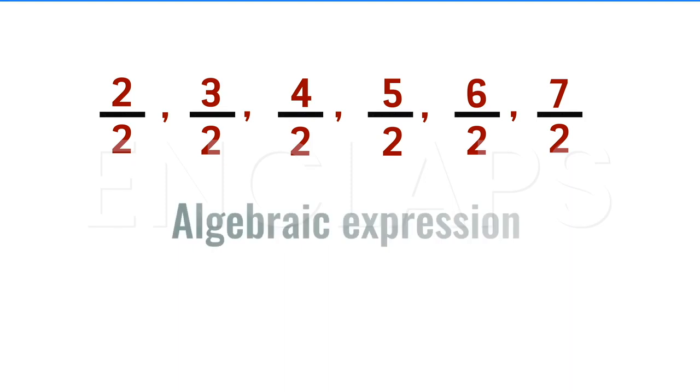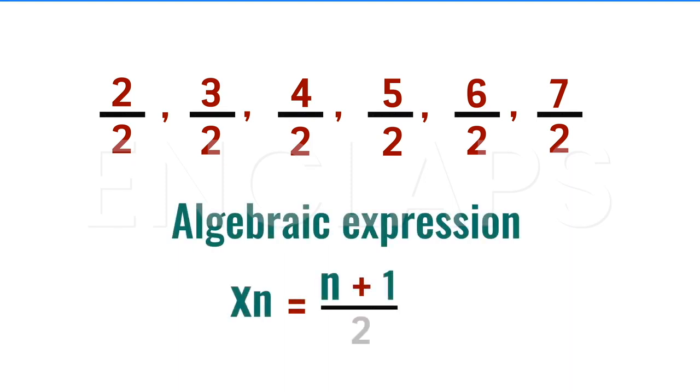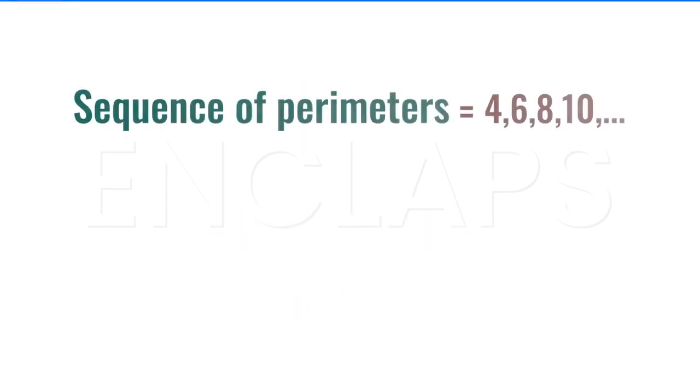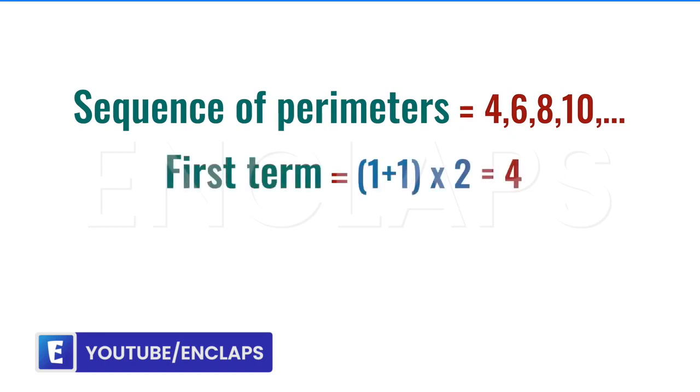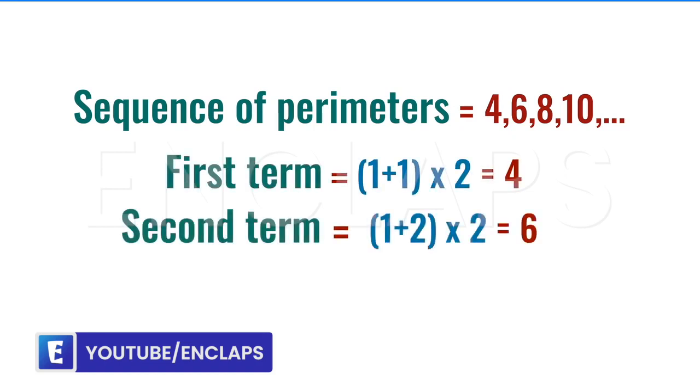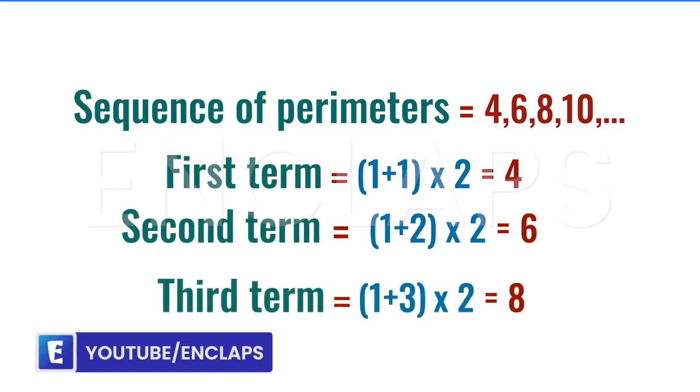So in algebraic terms, it can be written as xn is equal to (n plus 1) by 2, where the denominator is always 2. The sequence of perimeters of squares is 4, 6, 8, 10, etc. To find the algebraic expression of this sequence, the relation of the term position and term must be obtained. First term is 4, second term is 6, third term is 8, and so on.